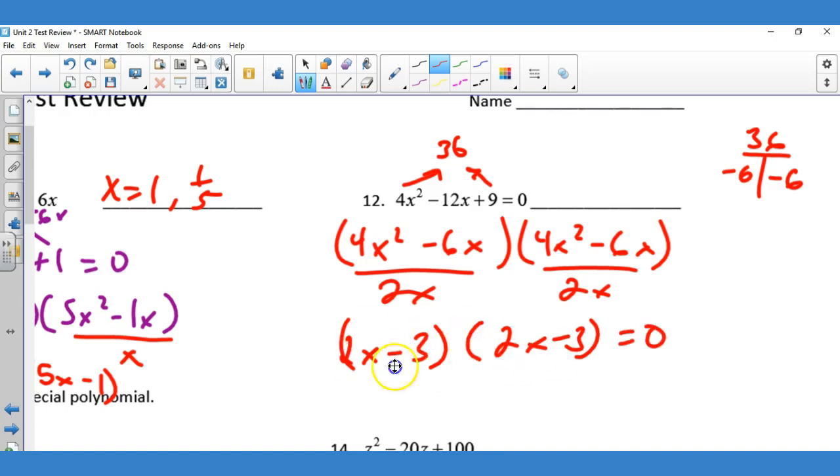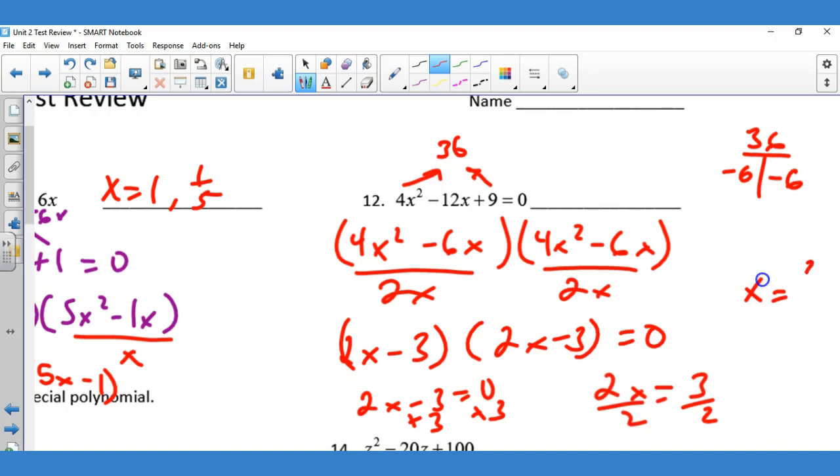Now, since they're the same thing, I'm just going to solve one of them. If I add 3, you get 2x equals 3. Then divide by 2, x equals 3 over 2. That's 3 over 2 as well. So x equals 3 over 2.